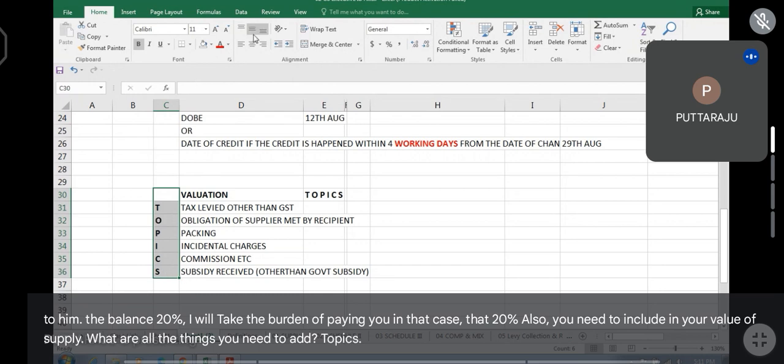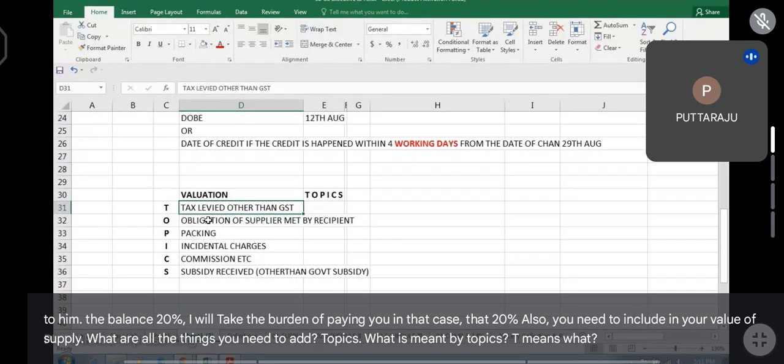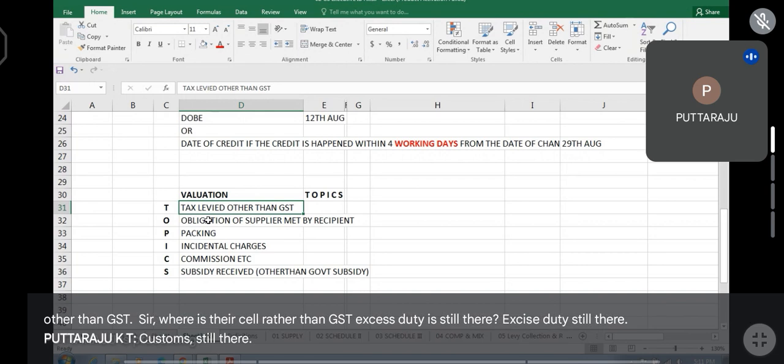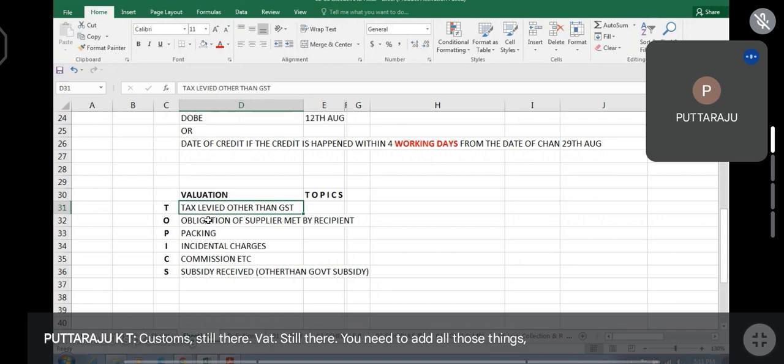Topics. What is meant by topics? T means what? Taxes levied other than GST. Sir, where is there, sir, other than GST? Excise duty is still there. Customs still there. VAT still there. You need to add all those things if it is those kinds of supplies.